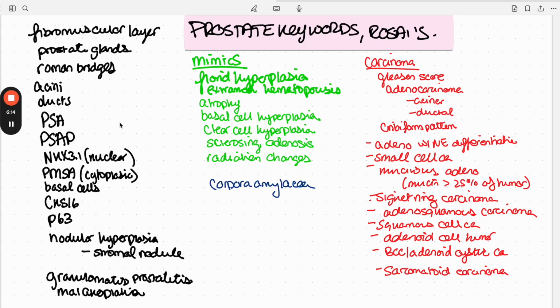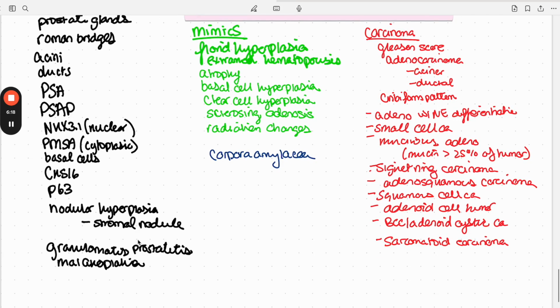And then another, in terms of just general prostate things, few disease entities to be aware of is benign prostatic hyperplasia, otherwise known as nodular hyperplasia. And you can sometimes see a stromal nodule. You can also have prostatitis, which can be important, and then malakoplakia.